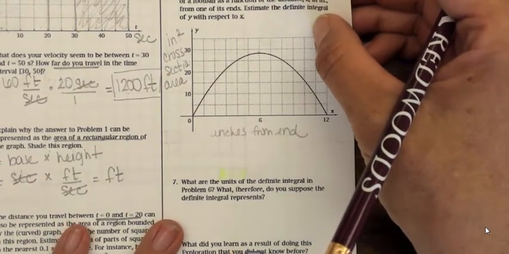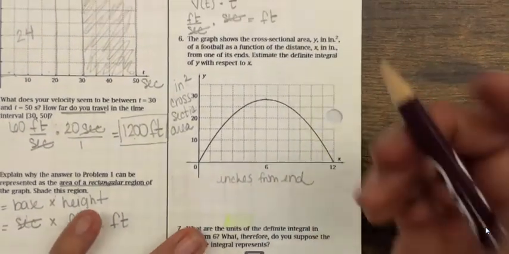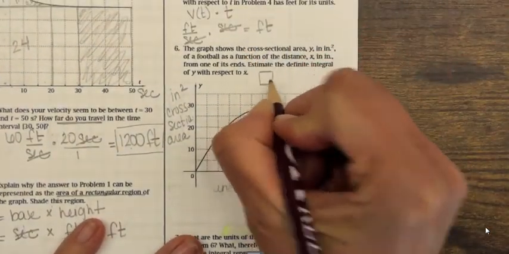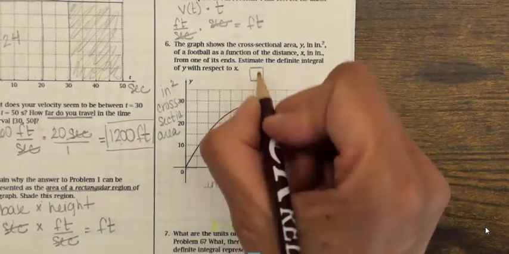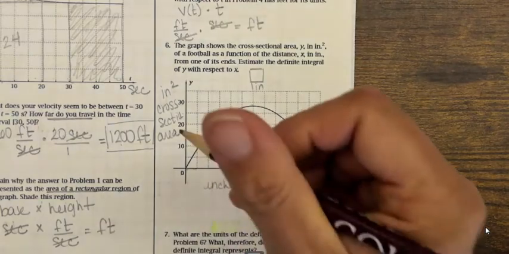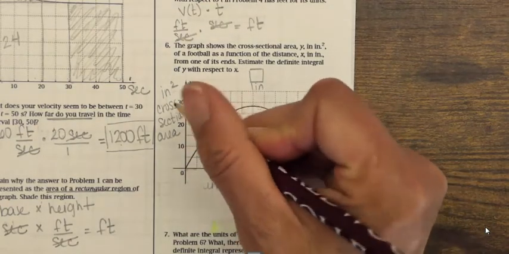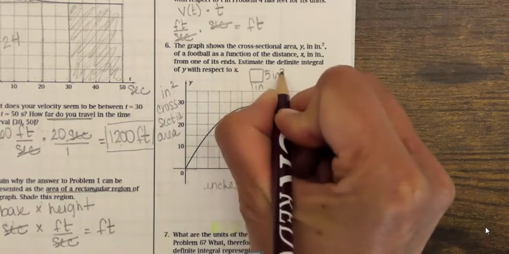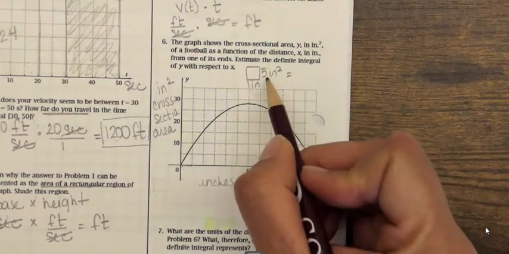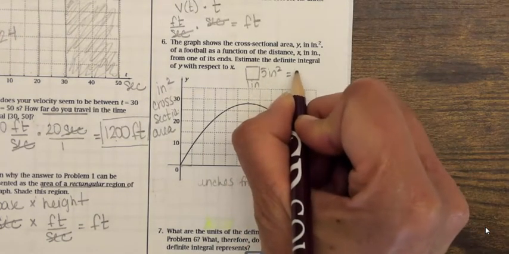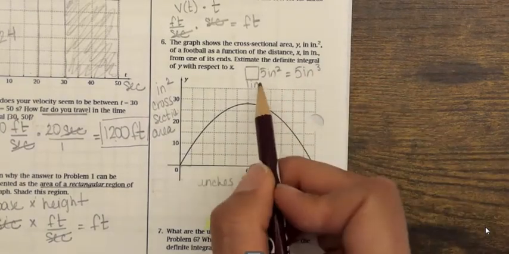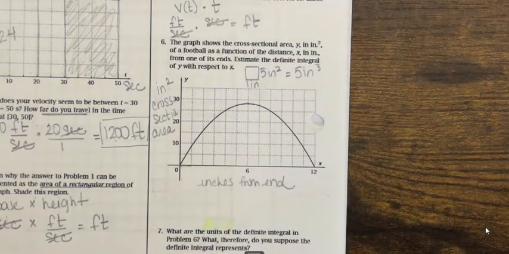Estimate the definite integral of y with respect to x. Okay, so let's think about one square here. Along the x-axis, the base of this square would be exactly 1 inch, so that's going by ones. The height, however, is going by 5s, and it's inches squared. So 5 inches squared multiplied by 1 inch gives me 5 inches cubed, because it's inches times inches squared. So I get 5 inches cubed.